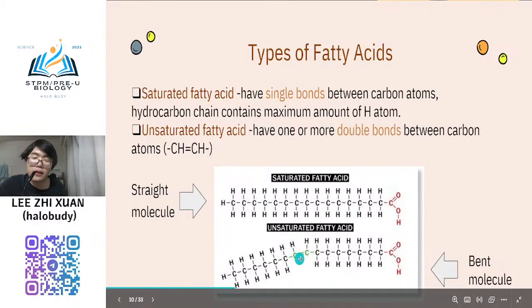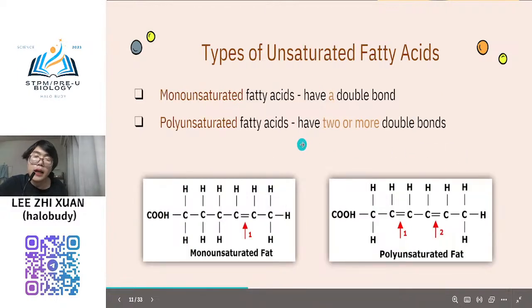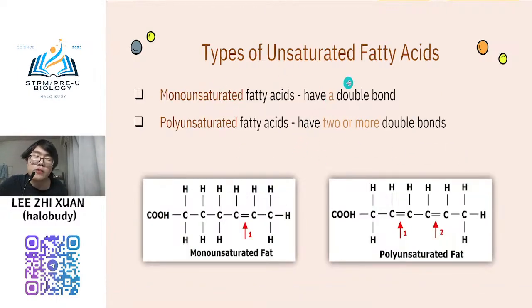So you can see that in this structure, the unsaturated fatty acid contains a double bond here. And as I mentioned before, unsaturated fatty acids contain either one double bond or more than one double bond. So normally, if there is only one double bond in the fatty acid, we call it monounsaturated. When there is more than one double bond, maybe two, maybe three, maybe four, it is considered polyunsaturated fatty acid.